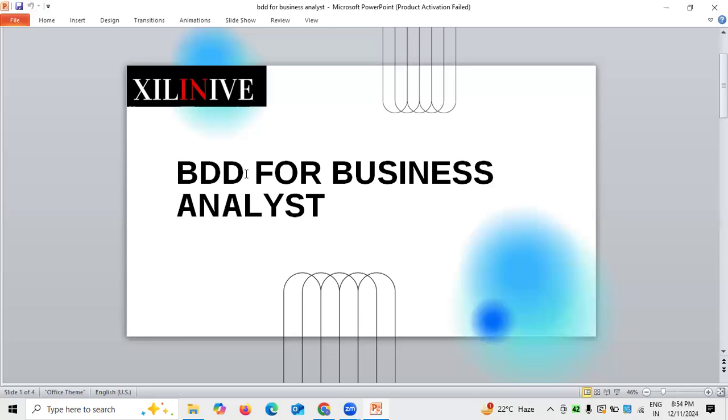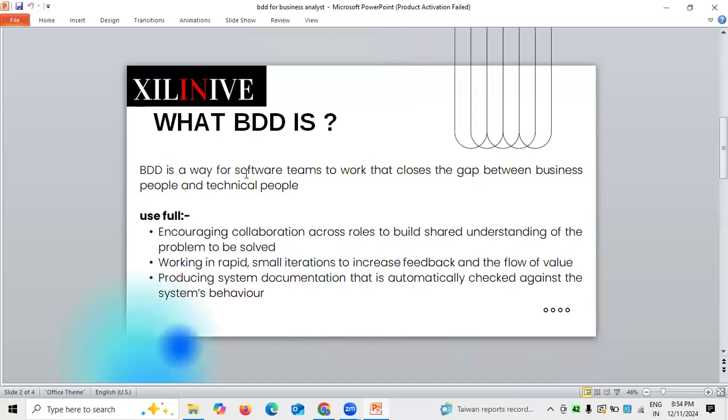because understanding the behavior of the system, understanding the behavior of the requirements, is one of the key and important elements. In this regard, first we need to understand what BDD is all about. As I mentioned, BDD is a development approach where software teams want to close the gaps between business people and technical people, because what business people require and what technical people understand may have some variations. So to reduce the gap between these two, the behavior driven development approach is useful.